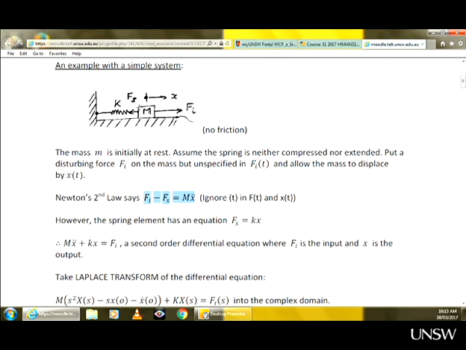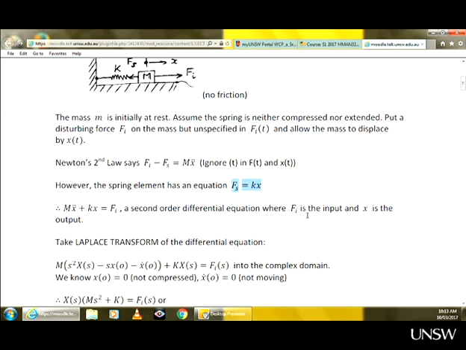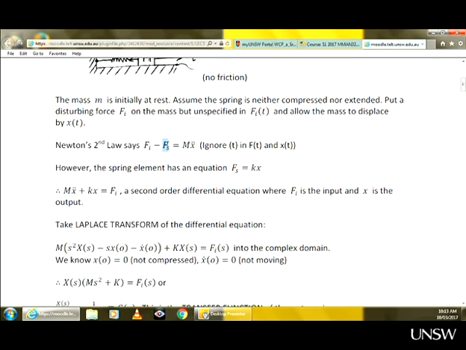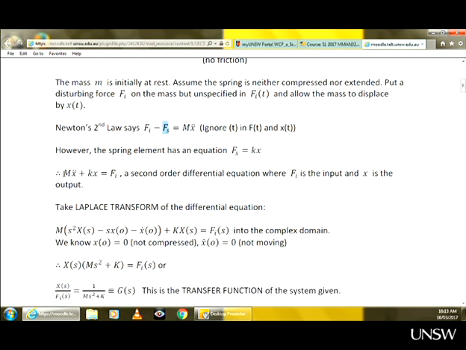Then mx double dot will be equal to the difference of the two external forces acting on m, and those would be Fi and Fs, force in the spring. Force in the spring, as we just said, equals kx. So when you substitute in here, you are going to get mx double dot plus kx equals Fi.